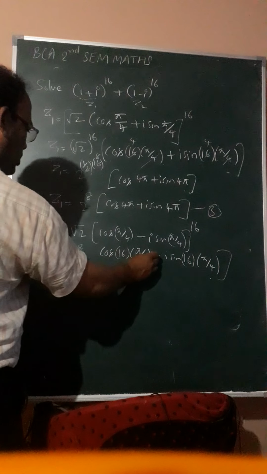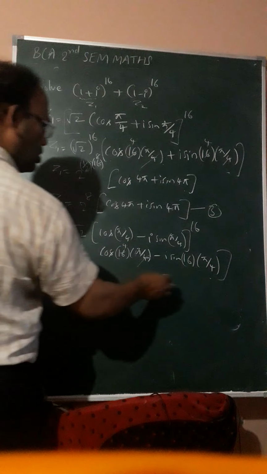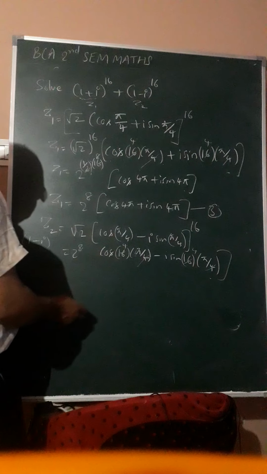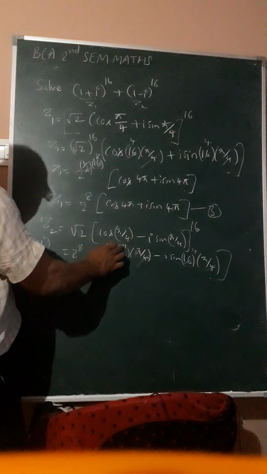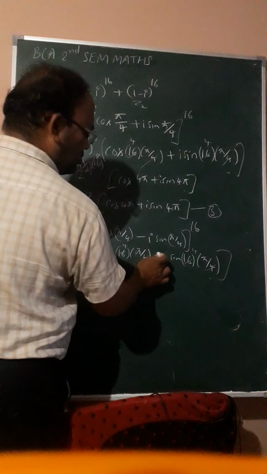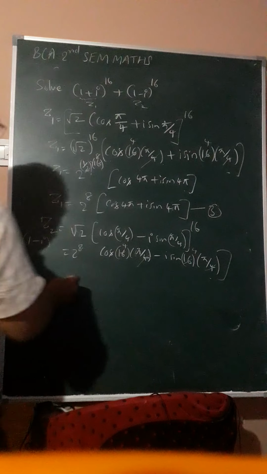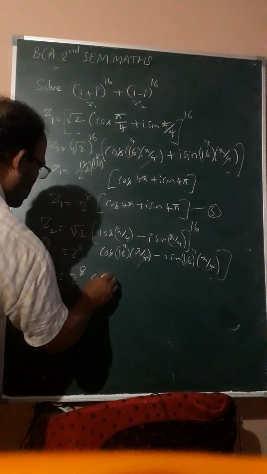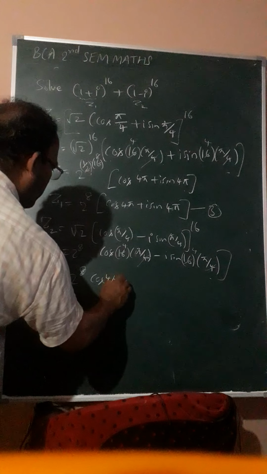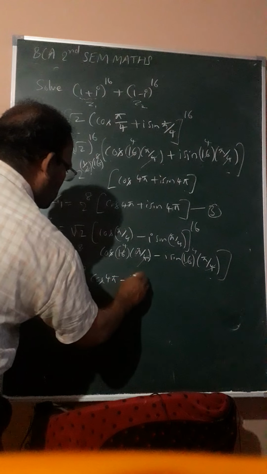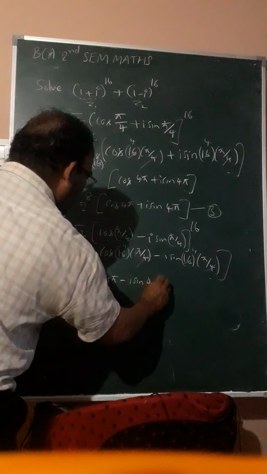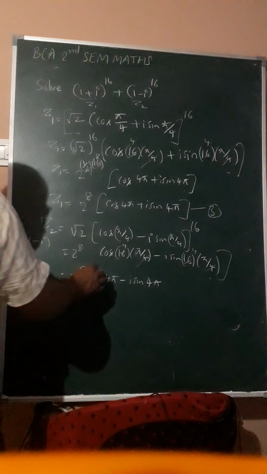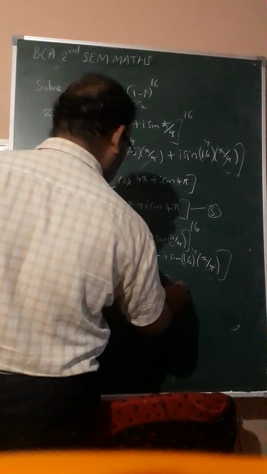Now again the 4 cancels: 4 ones are 4, 4 fours are 16. What remains is 2 to the power of 8 times cos 4 pi minus i sin 4 pi. Call this equation number 4.